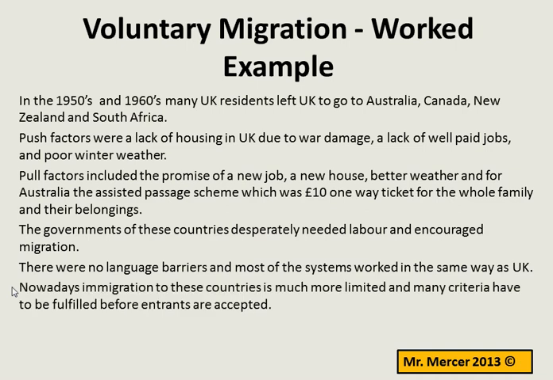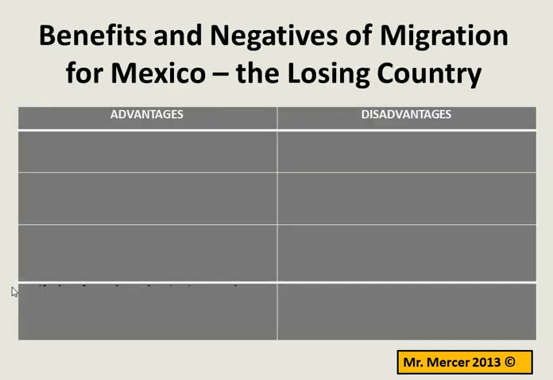However, nowadays immigration to these countries is much more limited, and many criteria have to be fulfilled before entrants are accepted. For example, you have to have certain skill sets or be of a certain age. Now, that's just one example of voluntary migration. It's likely to be different to the example that you have learned, and you should go with the notes that you've taken in class. Only use this as a guide of how to lay out your voluntary migration examples. Another example, but this time in a different context.